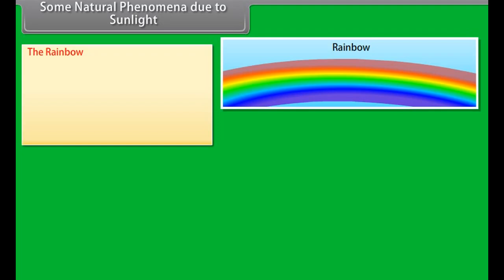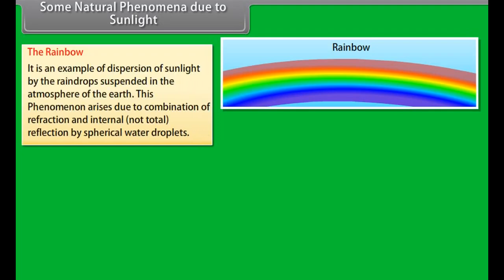The rainbow. It is an example of dispersion of sunlight by the raindrops suspended in the atmosphere of the earth. This phenomenon arises due to a combination of refraction and internal, not total, reflection by spherical water droplets.